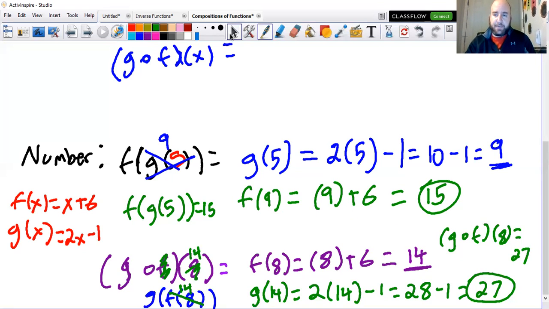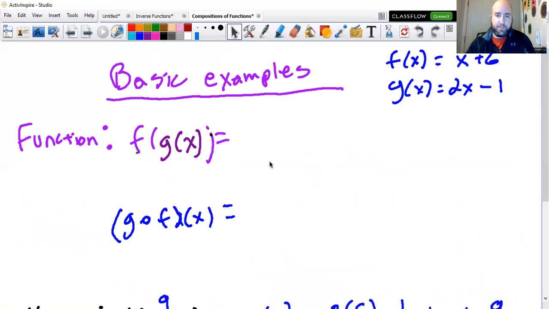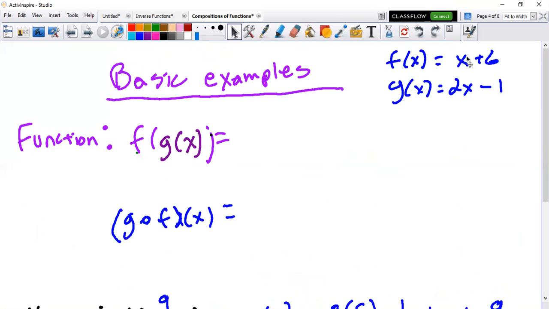All right, going up to the top now. Let me minimize my window real quick. Still got x plus 6, 2x minus 1. So now we're not plugging in a number, so our final answer is not going to be a number. That's why I said in the description earlier, I'm plugging one function into the second function to make a third function. So here, f of g of x, you're still going to start with what's on the inside.